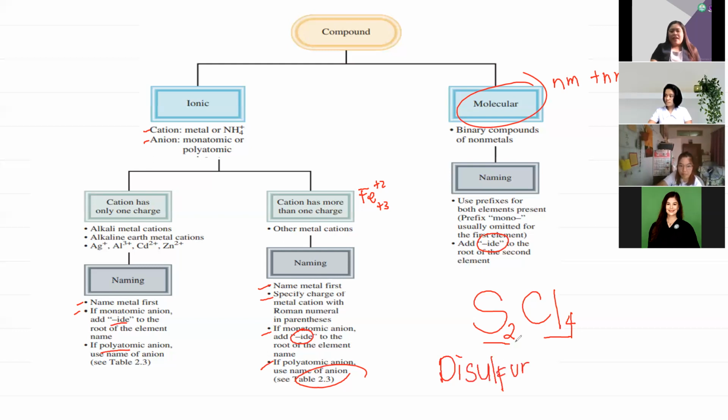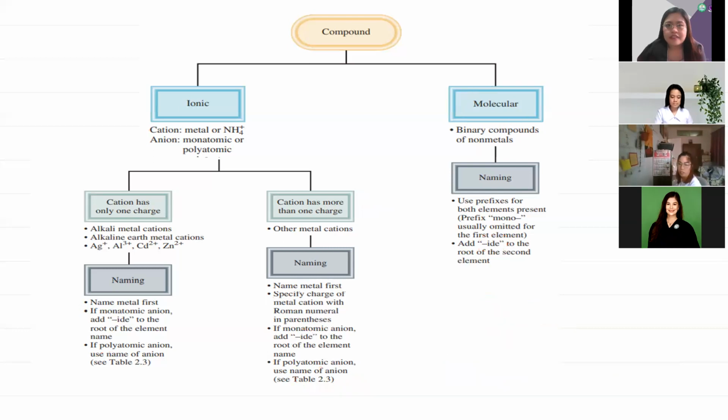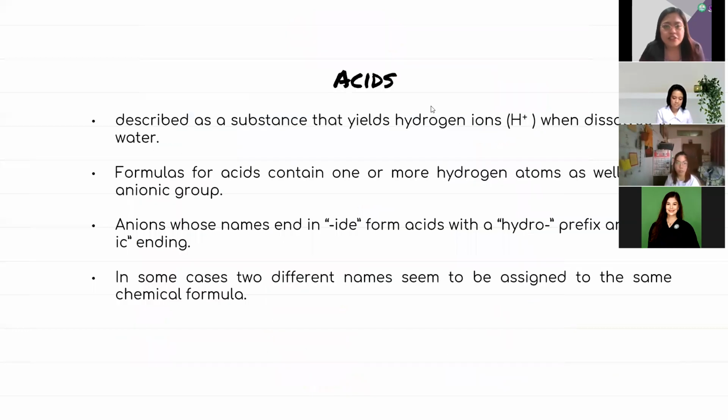Disulfur. Di kasi dalawang sulfur. And then apat na chlorine, so tetra. And then remember, the second element will always end with IDE. So instead of chlorine, we call it chloride. Disulfur tetrachloride. Okay, that's how you name it ha. Identify first whether ionic siya or molecular. Okay, questions about this? Anyone na na-confuse about sa naming? Wala, kasali ito sa exam nyo both sa lecture ug sa lab.